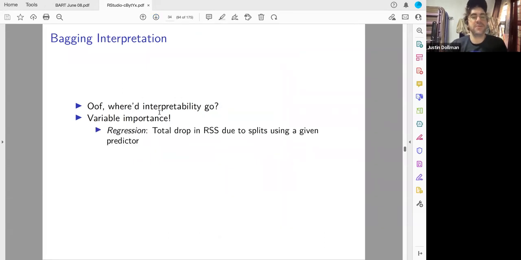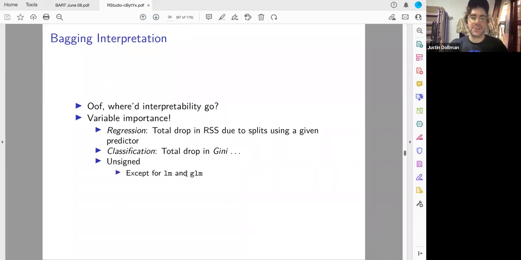So there's this measure called variable importance. For regression applications, it measures the drop in residual sum of squares associated with splits due to a given predictor. In classification, it's the total drop in Gini due to splits using a given predictor. I'll show you a common visualization of that in the next slide. One thing to notice is that it's unsigned. If you look at output for a regression model, you have signed parameters, positive or negative, so you can say this variable is positively associated with the outcome, and this variable is negatively associated with the outcome. That's not going to happen for variable importance, and that's something that you might want.